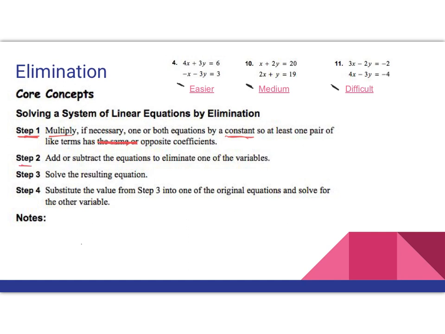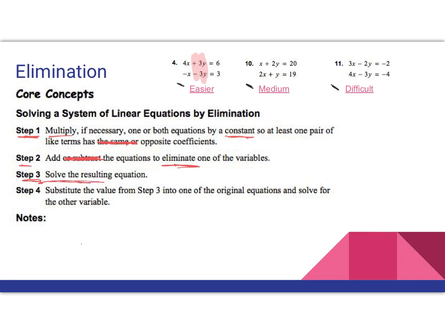Then the second step is we add. Cross out the word subtract. Add the equations to eliminate one of the variables. As again, we're looking at that easy level, we can see right here that we have a positive 3y and a negative 3y. Well, if I add those together, they cancel each other out, they go away. 3y minus 3y equals 0. Then I'd be left with a small little equation that's easily solved by my algebra skills. And that is step 3, to take and solve that small little equation.